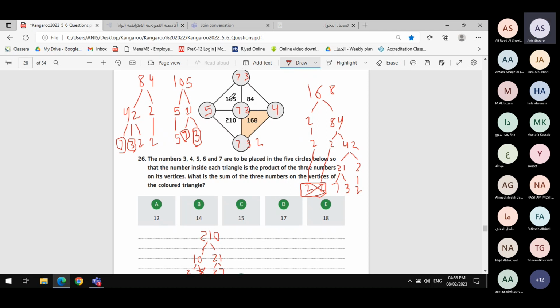Our solution now is bounded between those two numbers, 84 and 105. So I need the 7 here and the 3 here, or the inverse. So simply we are going to try.